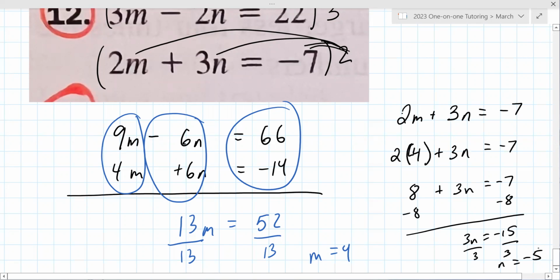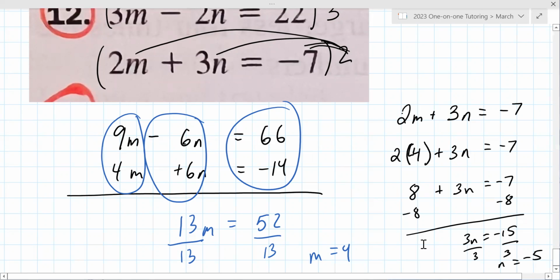Minus 8, 3, and 15 over 3, n equals minus 5. Okay, because it's division. I'm like, wait a minute, my head's not computing it, but I just saw it's negative 15 over 3. That's why it's negative. Yes, got it.